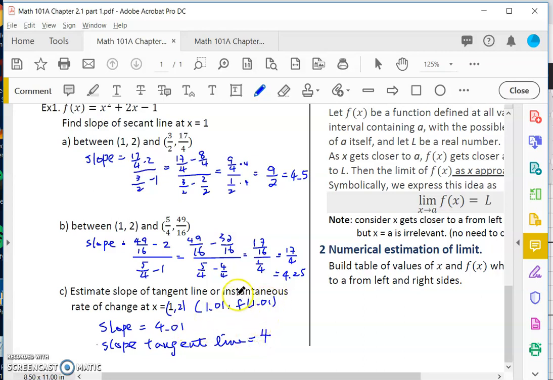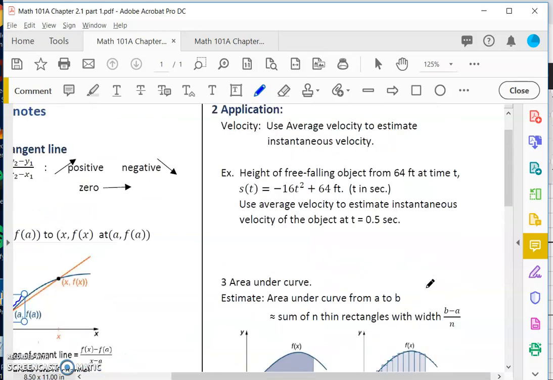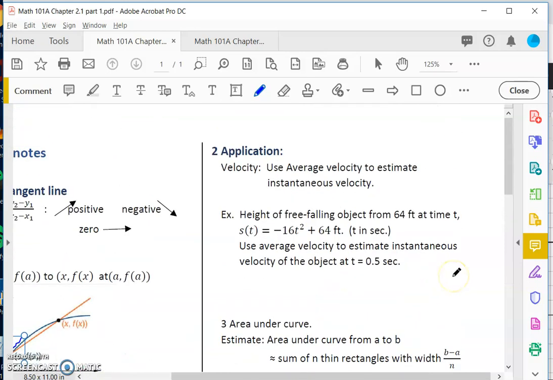And we also say the instantaneous rate of change is equal to 4, or f prime of 1 is equal to 4. At that point, the tangent line slope is 4. So that's how we think that it would happen. You have to trust that it would get closer to 4, but not exactly 4.